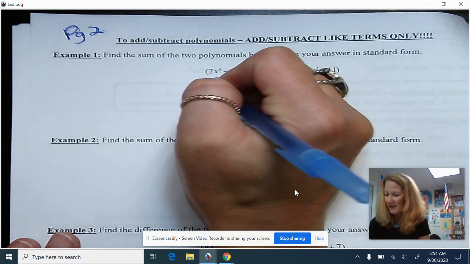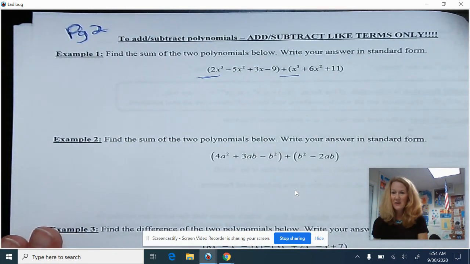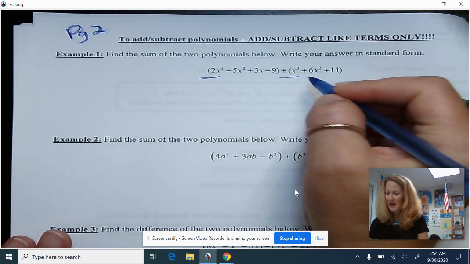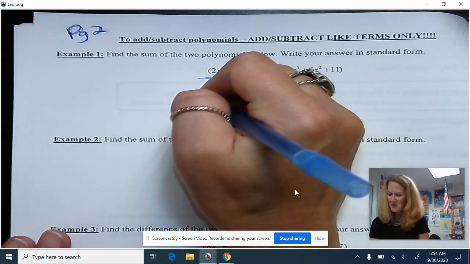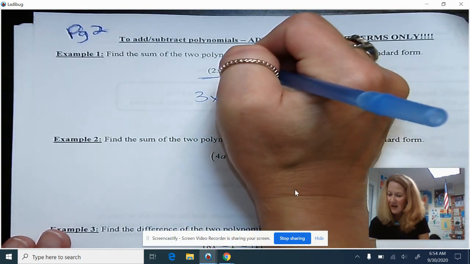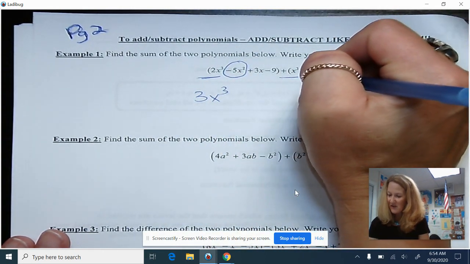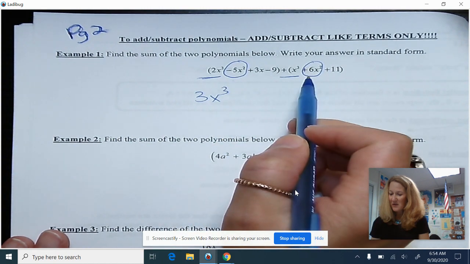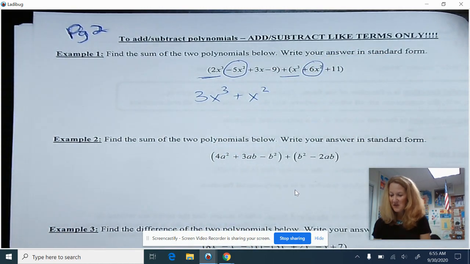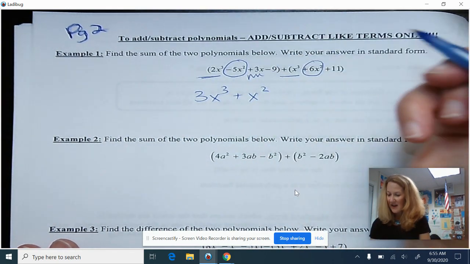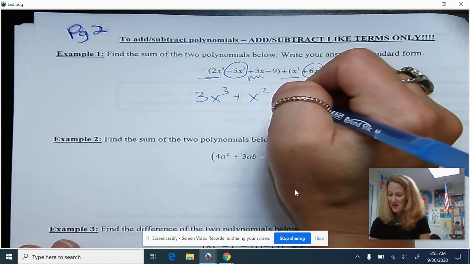I like to mark up my like terms with a pen, with symbols, lines, boxes, triangles, that sort of thing. So anyway, the x cubes are going to be 2x cubed plus 1x cubed, so 3x cubed. My x squares are the negative 5x squared plus 6x squared, so that's going to be 1x squared. It's up to you if you'd like to put the 1 there. And then my x term, there's only one, it's just the 3x.